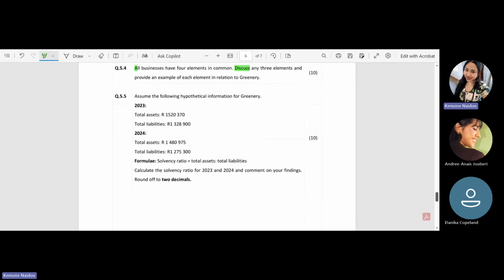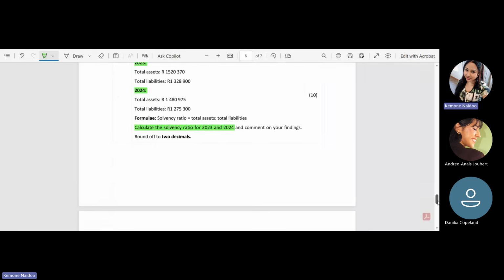And for the last one, here we're going to look at a calculation. See how they give you everything. So 2023, 2024, they give you total assets and total liabilities, and they are asking you to calculate the solvency ratio for 2023 and 2024 and comment on your findings. Remember to always round off to two decimals. So let's look at this equation.